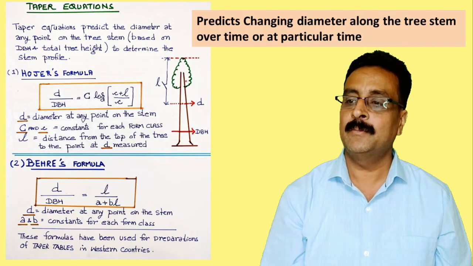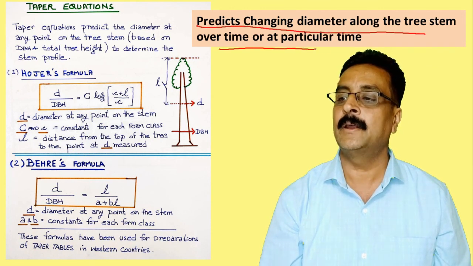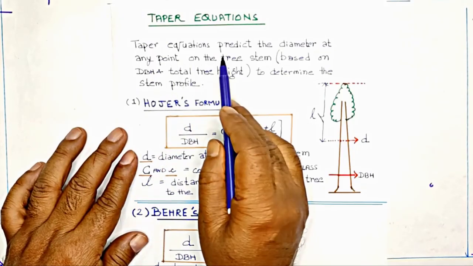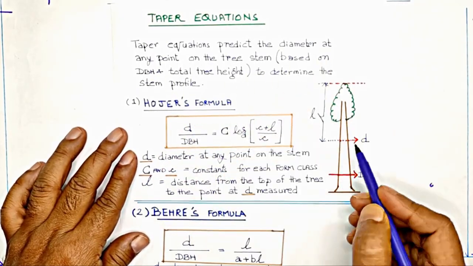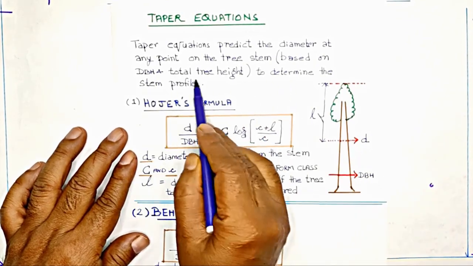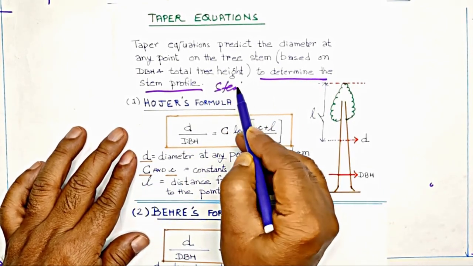Taper equations are very important because they predict the changing diameter along the tree stem over time or at a particular time. A taper equation predicts the diameter at any point of the tree stem based on DBH and total height of a tree, to determine the stem profile or stem form.